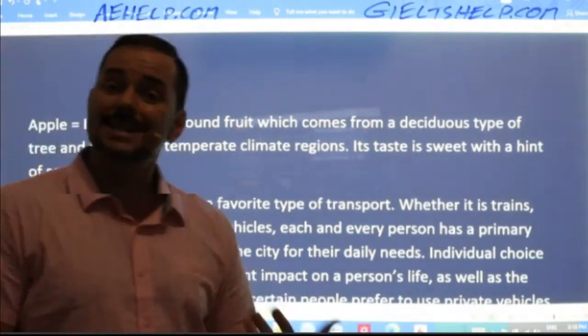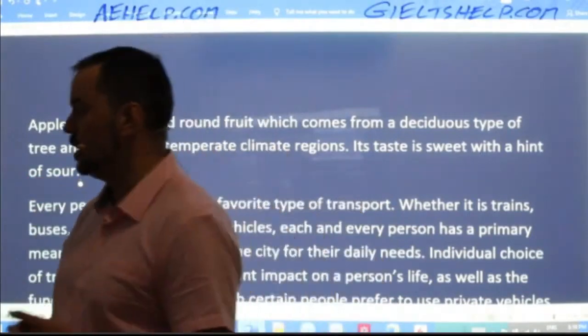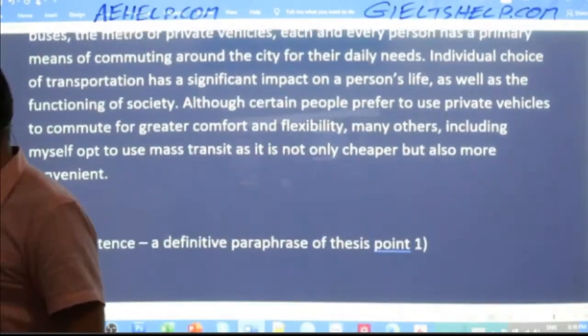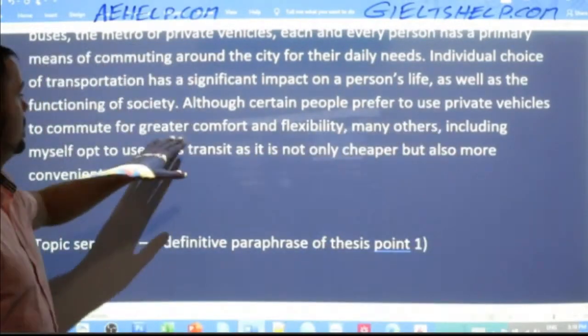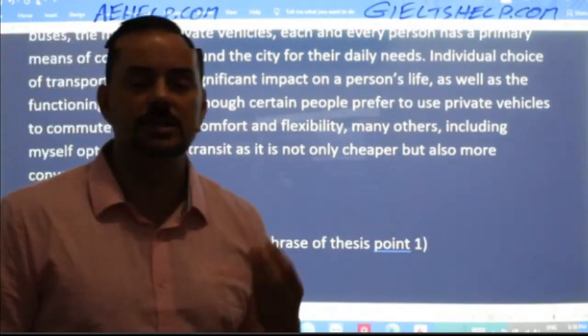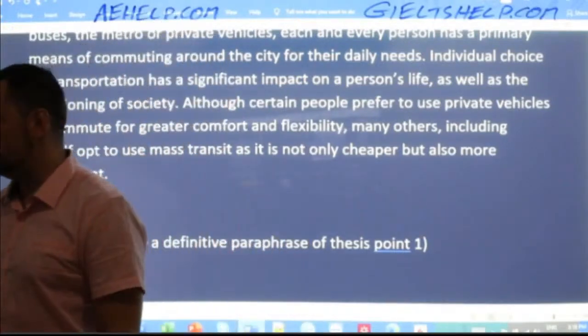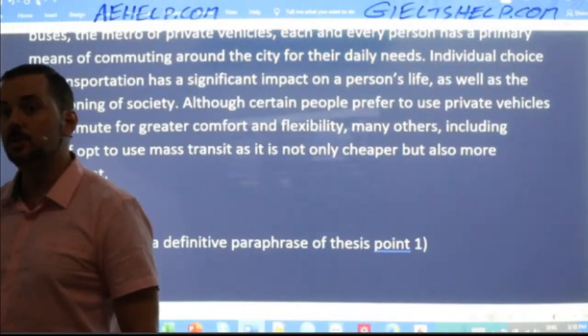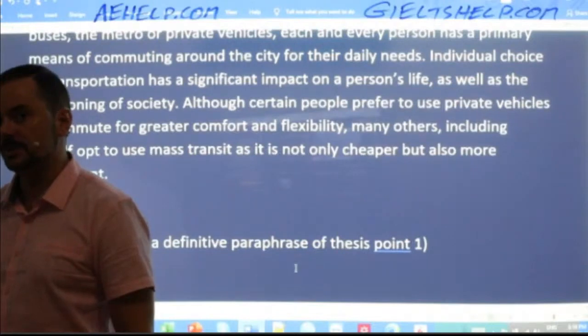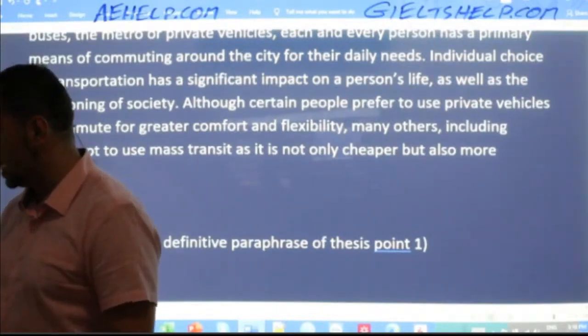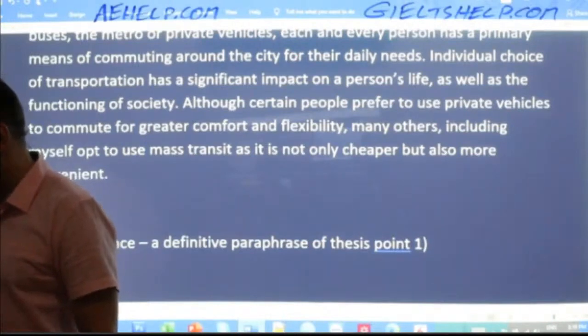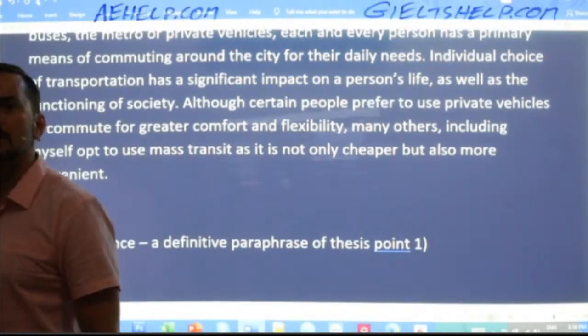So I'm explaining what is an apple with definitive paraphrasing. That's what you want to do always for your topic sentence. So here you want to look at private vehicles, greater comfort, flexibility, and define that using more words and clear information. Deciduous is a family of trees that loses its leaves during the winter months. The other family is what's called coniferous. Coniferous do not lose their leaves during the winter months. So trees that shed their leaves and grow new leaves each year, it's called a deciduous tree. All right. So I have some topic sentences coming up, which is great.